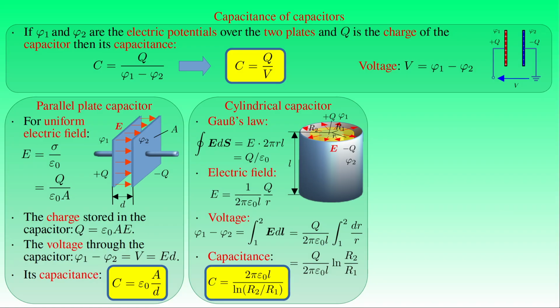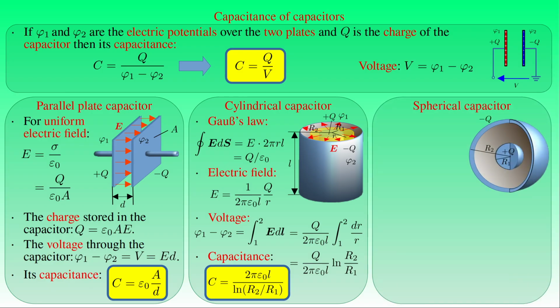The third type of capacitor for which we determine the capacitance is a spherical capacitor made up of a solid or hollow spherical conductor of radius R1, that is surrounded by another hollow concentric conducting sphere of radius R2. The charge plus Q can be brought to the inner sphere by applying an insulated thin wire passing through the outer sphere, and the charge minus Q can be brought to the outer sphere.